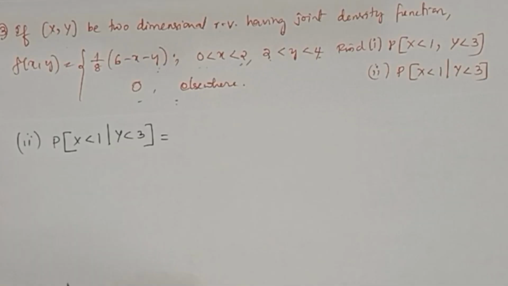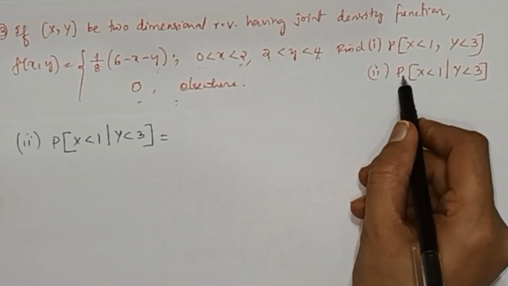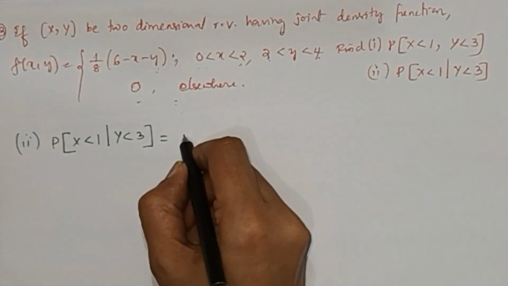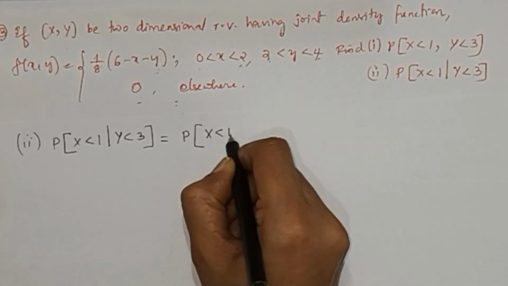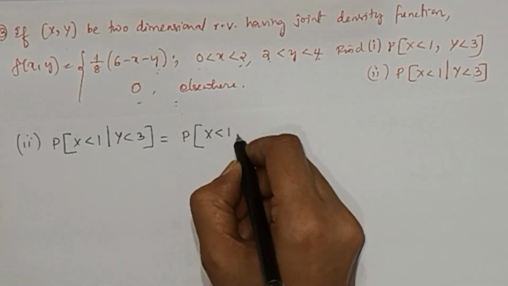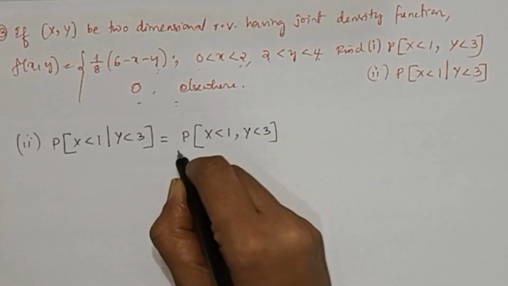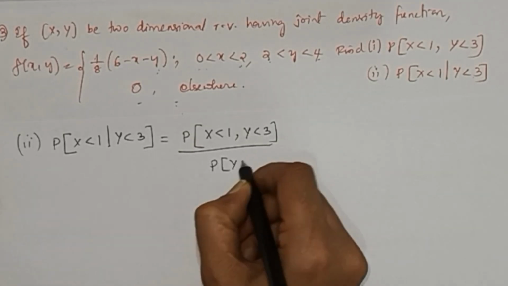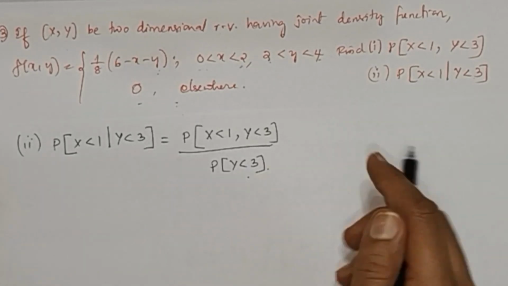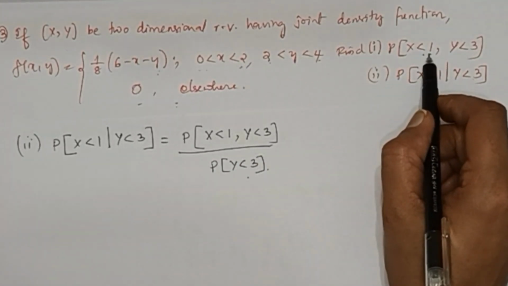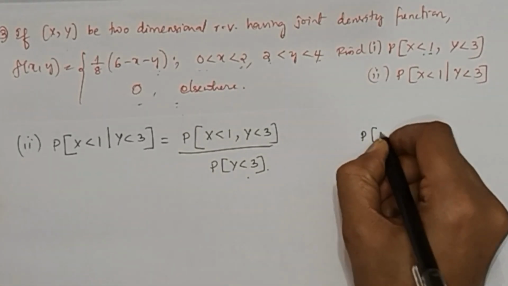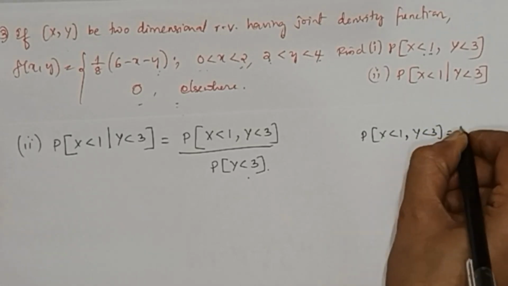Similarly, second one. Now, the second part is you have to find out probability of x less than 1 given y is less than 3. This is the conditional probability. As per the definition of conditional probability, the numerator is P of A intersection B divided by P of B. Therefore, x less than 1, comma y less than 3, or else you can write intersection also, divided by P of y less than 3. Okay. Now we have to find out only the denominator because the numerator we already got in the first question. That is, we got it as 3 by 8. Just now we found the value. So P of x less than 1, y less than 3 equal to 3 by 8.